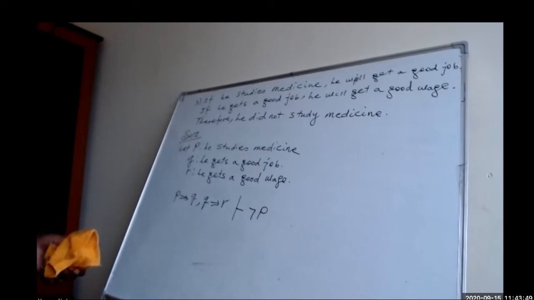So using this constructed form of the logical deduction, you can determine whether this argument is valid or invalid. So if he studies medicine, he will get a good job. If he gets a good job, he will get a good wage. He didn't get a good wage.